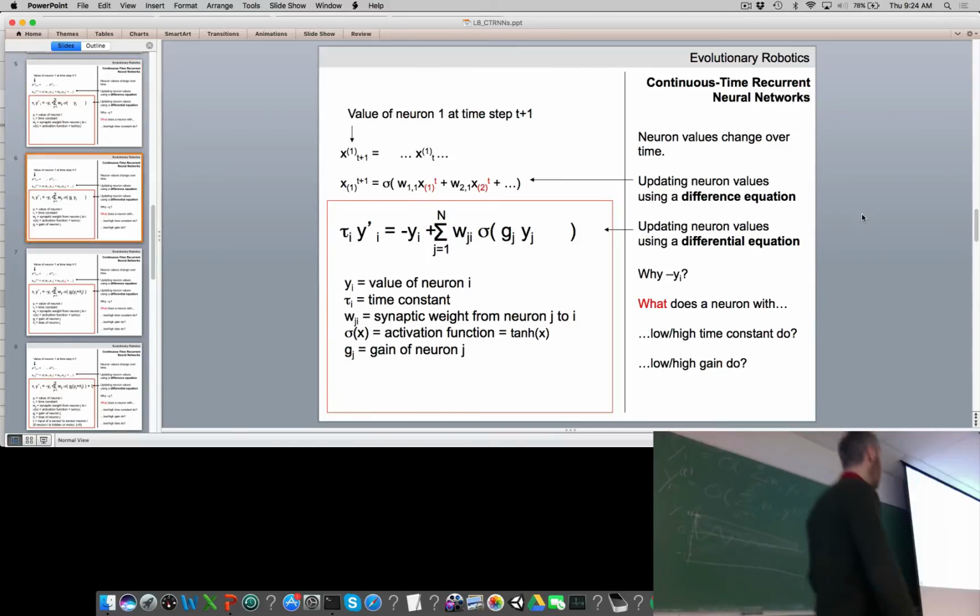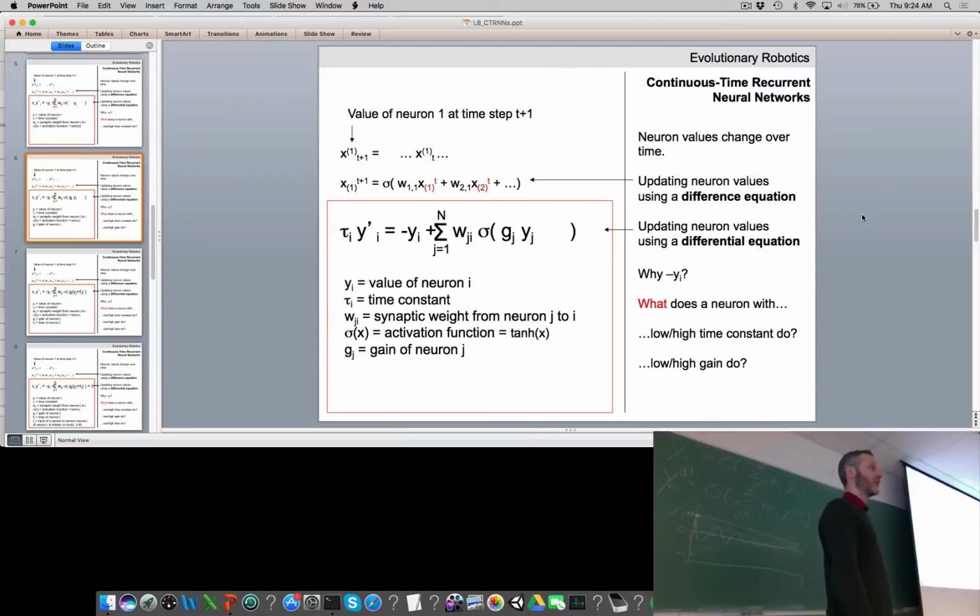Let's add in a gain for neuron J. So you'll notice now we have G sub J. So we just have a single subscript here. So we know that each neuron in the neural network, there may be 100 neurons. Each of those 100 neurons has its own tau value, and each of the 100 neurons also has its own gain value.